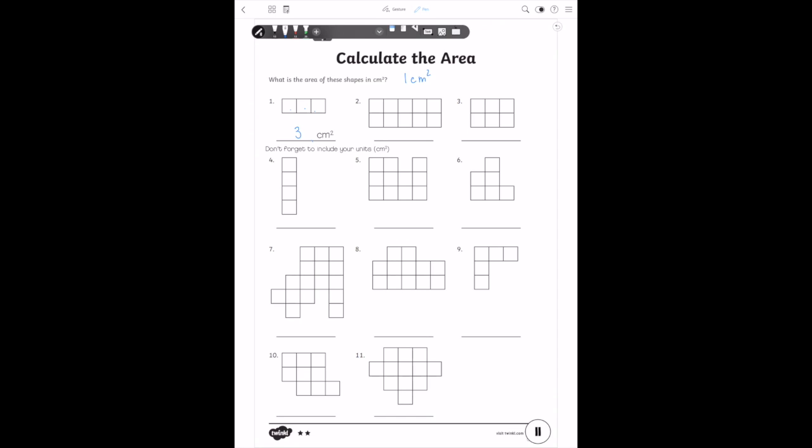Now please don't forget to write your units on all of the questions, okay? Don't just write 4 or 5, make sure you write the units. And don't forget the little floating 2 either, okay?